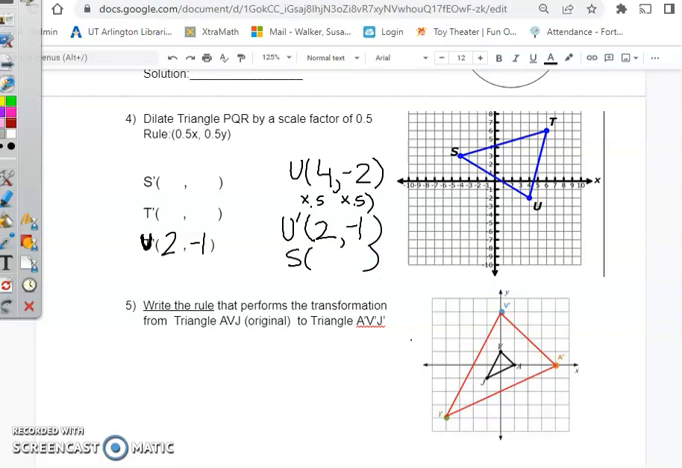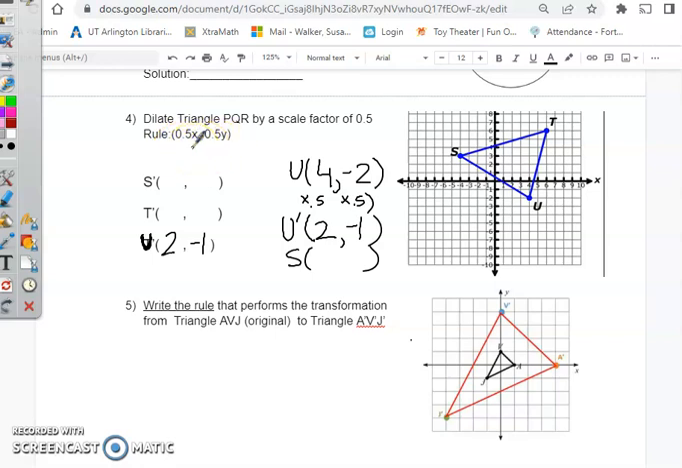Okay, number 5. This is a new one for us. Write the rule that performs the transformation from triangle ABJ to triangle A prime, V prime, J prime. I always wonder why they do these random letters instead of putting them in order. Okay, so again, we're trying to figure out the rule. This is an example of a rule.